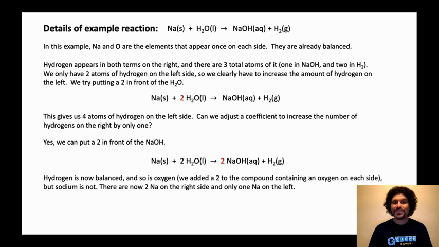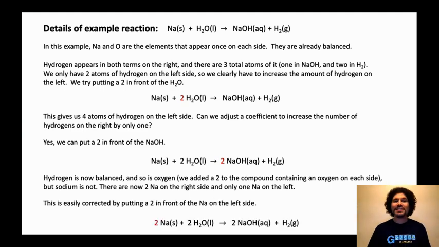Oxygen is balanced. We added a 2 to the compound containing an oxygen on each side, but now sodium is not balanced. There's 2 Na's on the right side and only 1 Na on the left side. This is easily corrected by putting a 2 in front of the sodium on the left side, and then this gives us the fully balanced equation: 2 sodium plus 2 waters gives 2 sodium hydroxide and 1 H2.